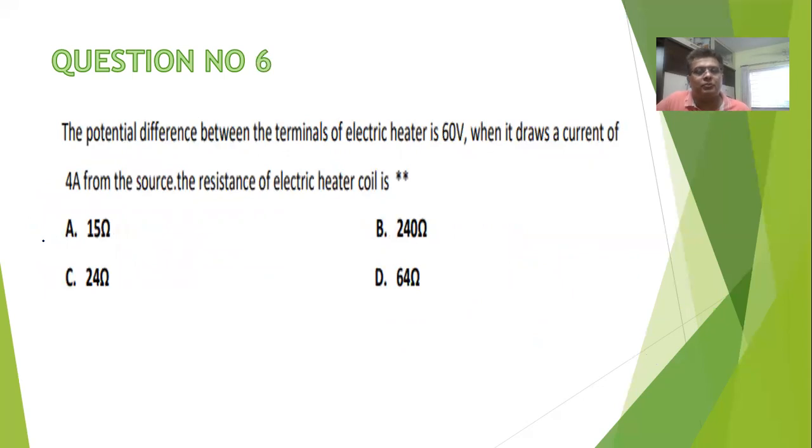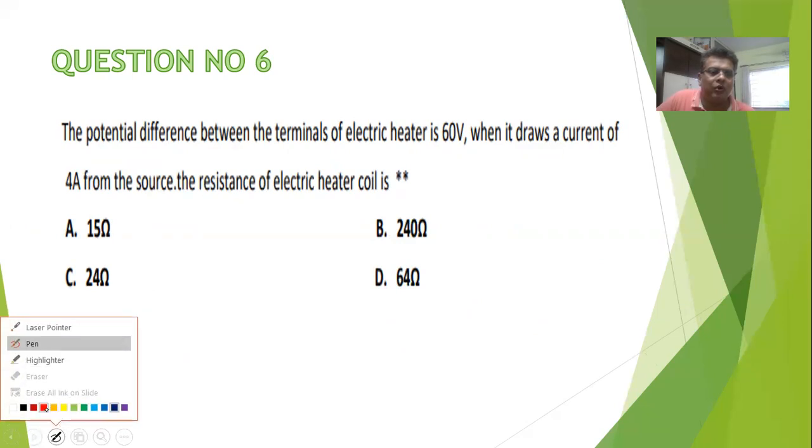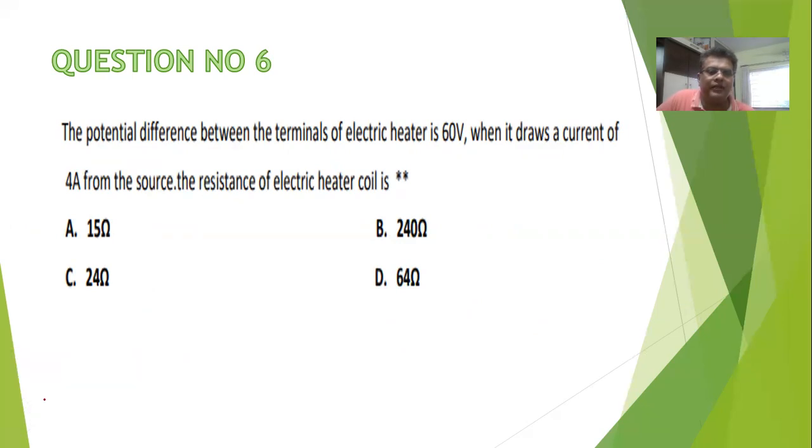The potential difference between the terminals of electric heater is 60 volt. When it draws a current of 4 ampere from the source, the resistance of electric heater coil is. This is your question number 6 from electricity chapter. I think nobody should miss this, because this question is very simple and direct question, my dear students.